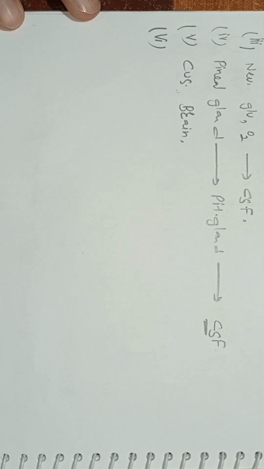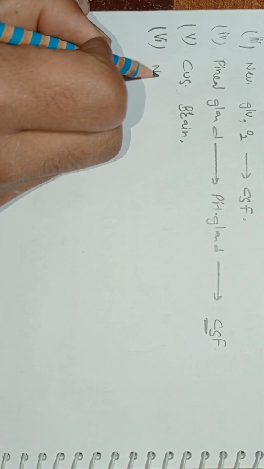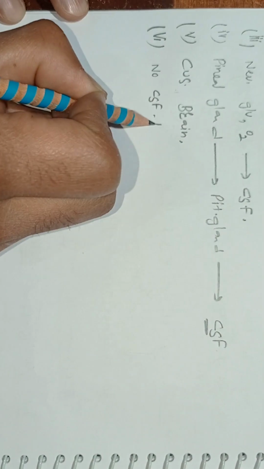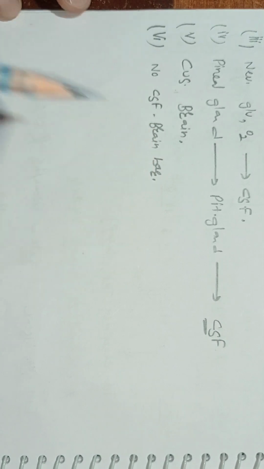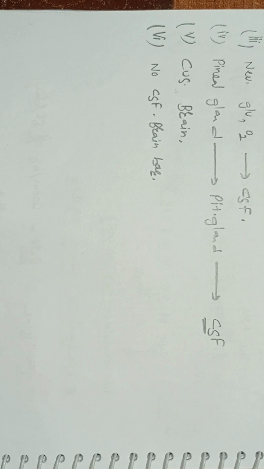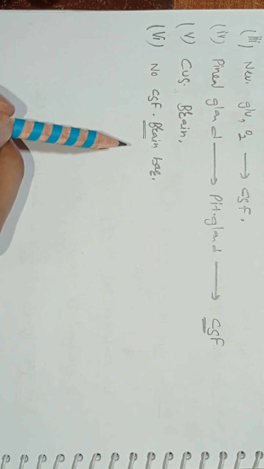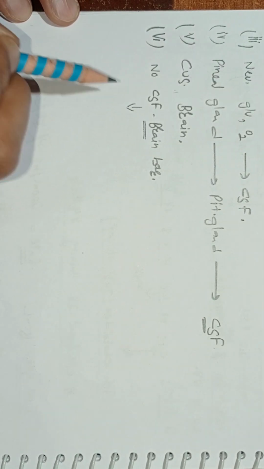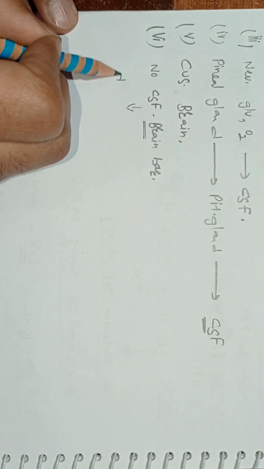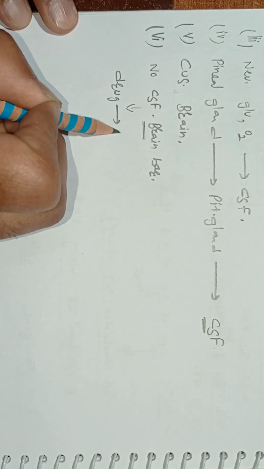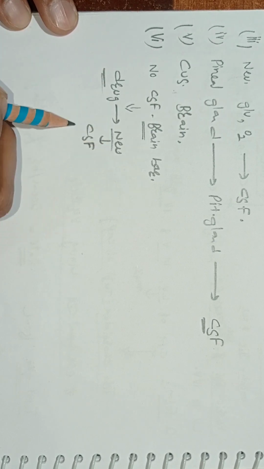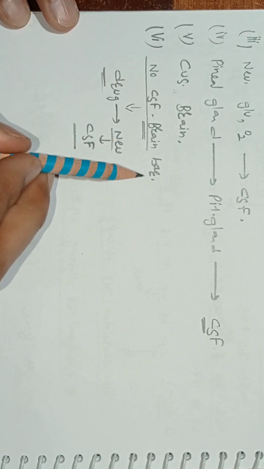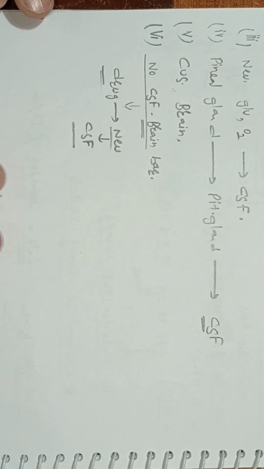Function sixth. Clear? So let's see, no CSF brain barrier. Clearly, there is no CSF brain barrier. CSF is in contact with the brain, there is no barrier. So as a result, drugs can reach neurons via CSF. Why can drugs reach neurons via CSF? Because there is no CSF brain barrier. There is no barrier between these two.